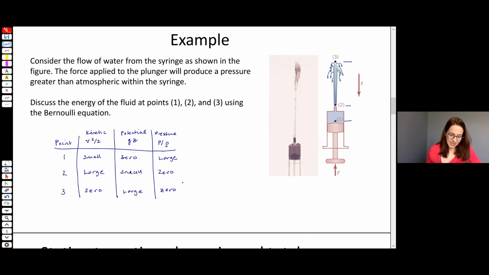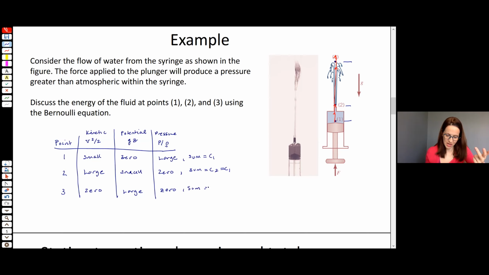So these things have to sum up to the same constant everywhere along a streamline. And we can absolutely imagine a streamline that goes from point 1 to 2 to 3. Right? So we can say that all three of these points, 1, 2, and 3, are lying along the same streamline. So if at point 1, the kinetic, potential, and pressure energy terms sum up to some constant, we'll say sum equals constant C1, then at point 2, it must be the same constant.